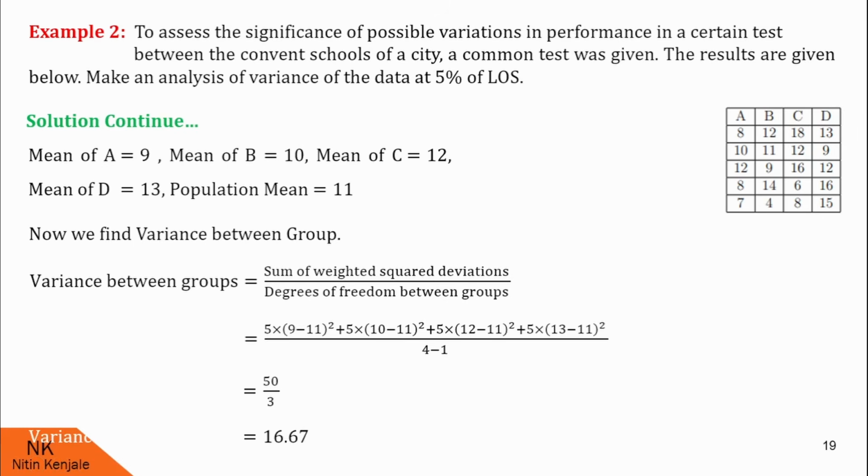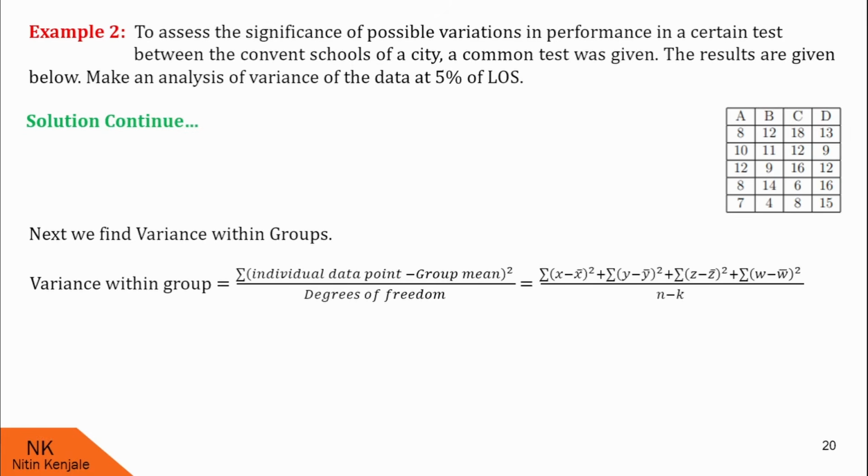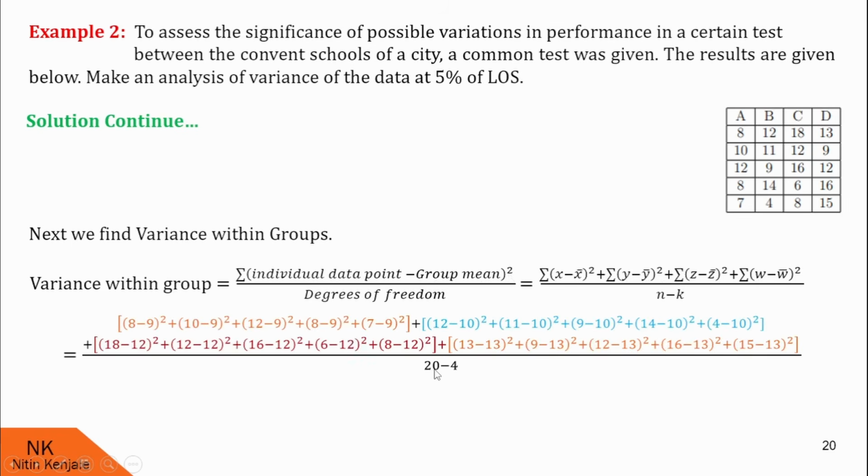Now we go to calculate variance within groups. Variance within groups is given by formula summation individual data point minus group mean the whole square divided by degrees of freedom given by n minus k. Since there are 4 groups, the summation individual data point minus group mean the whole square is given by this numerator. I'll use different color codes to show the calculation. Since number of data points are 20 and number of groups are 4, n minus k is 20 minus 4 is equal to 16. When you solve this using calculator, you will see variance within group is 13.